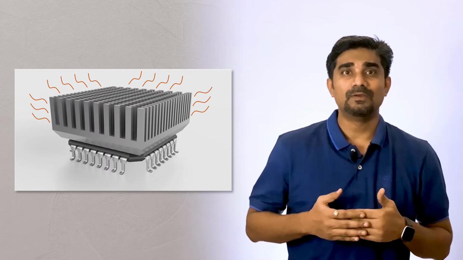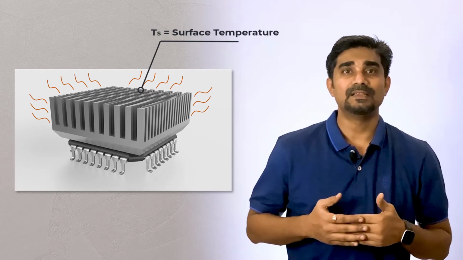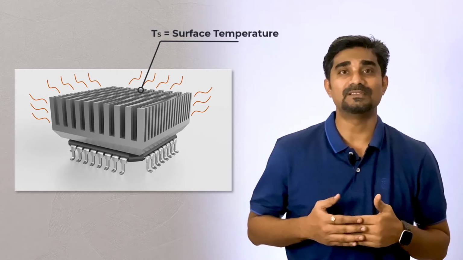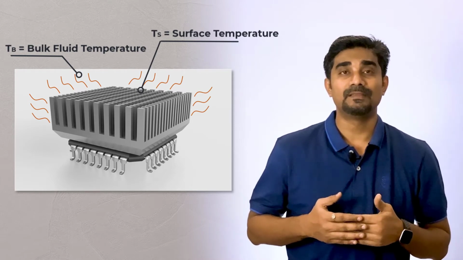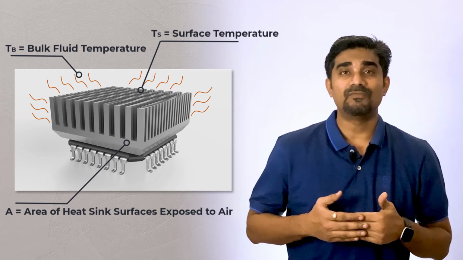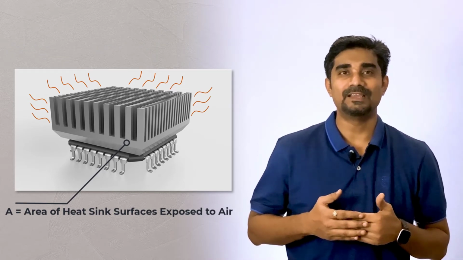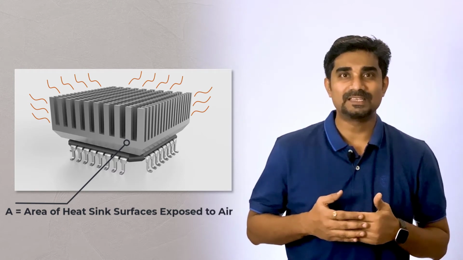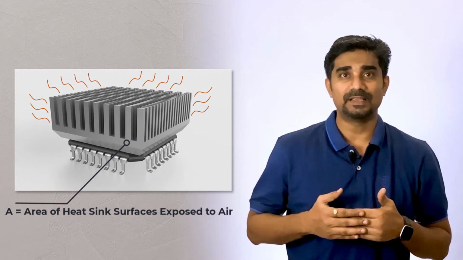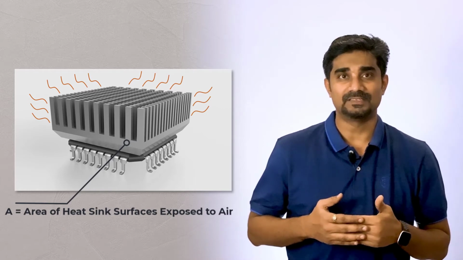For example, here we have a hot CPU with a heat sink dissipating heat to the air. Then Ts is the temperature of the heat sink surfaces. Tb is the temperature of the fluid, which is the ambient air, and A is the area of the heat sink surfaces exposed to air. Now you can understand why a heat sink is always designed with so many fins. Basically, with increased exposed area of the fins, heat can be dissipated more efficiently by convection.